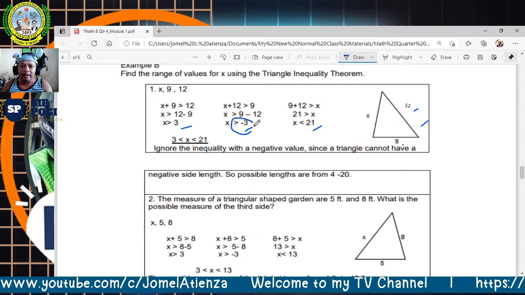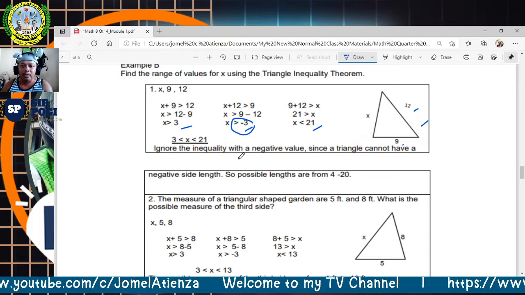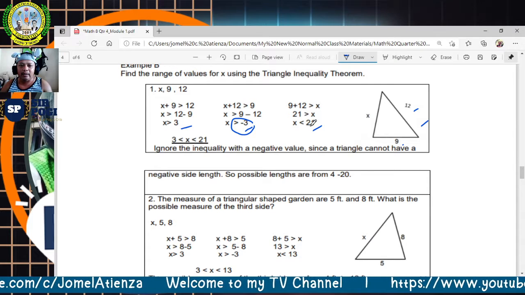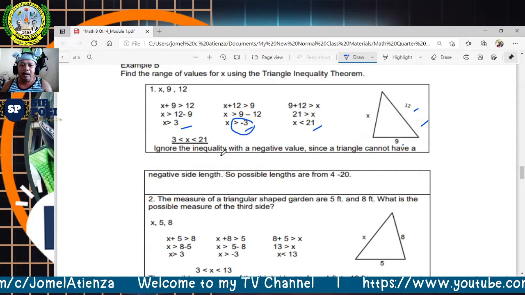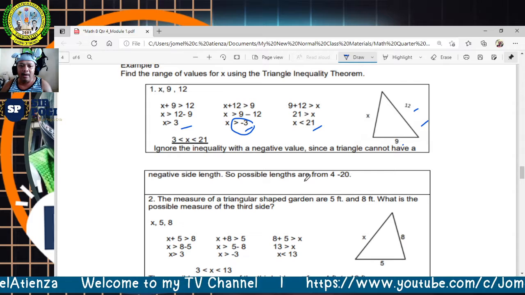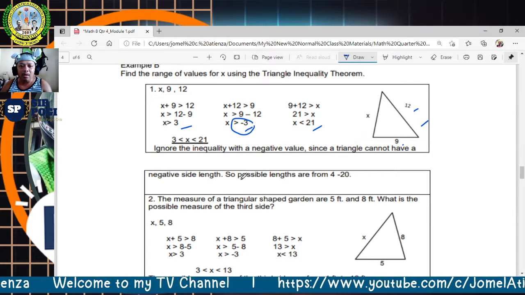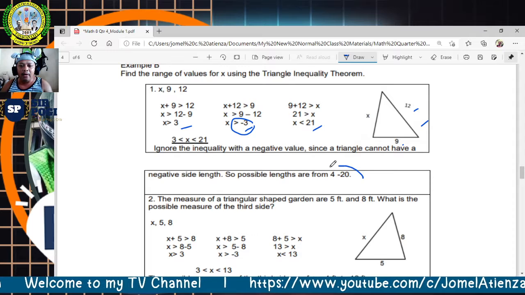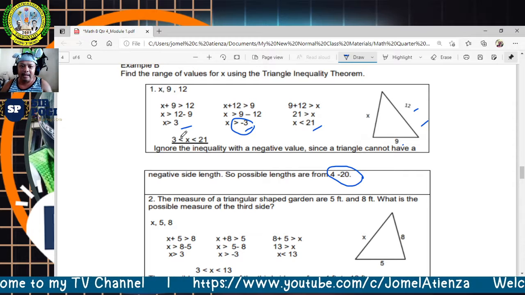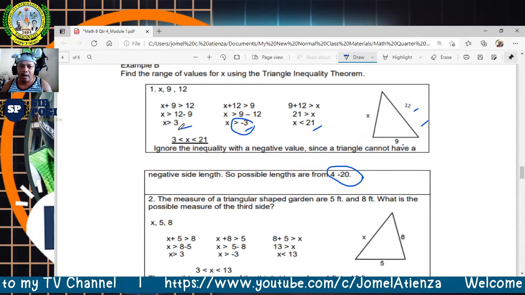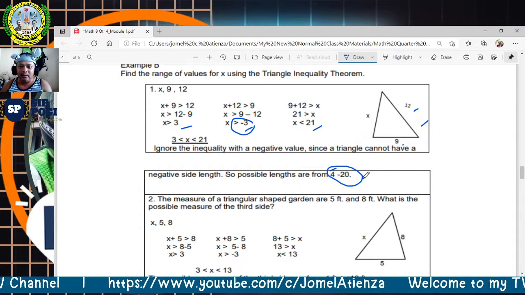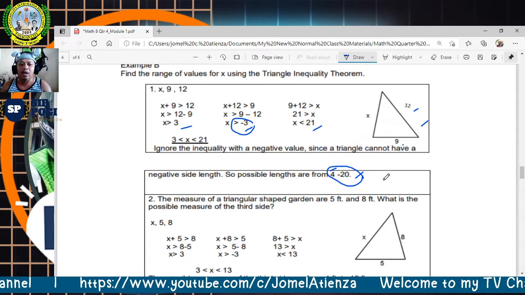So therefore, ang possible po na maging side ng ating triangle ay x is greater than 3. I-ignore na po natin yung negative 3 kasi wala naman pong negative value sa length. So once again, ignore the inequality with a negative value since a triangle cannot have a negative side length. So the possible lengths are from 4 to 20. Kasi siya po ay x greater than 3, and that is 4, then less than 21, and that is 20. So yun po yung ating possible lengths.